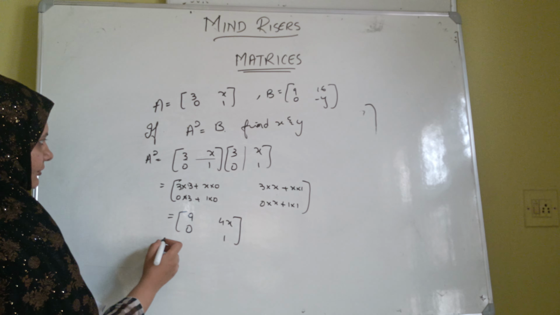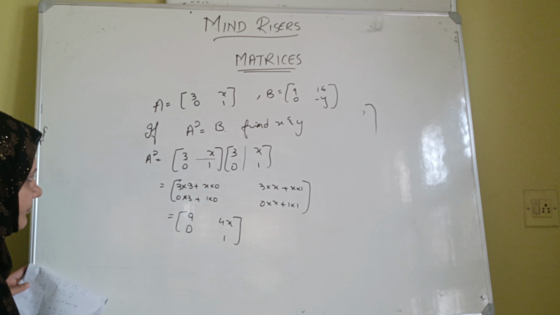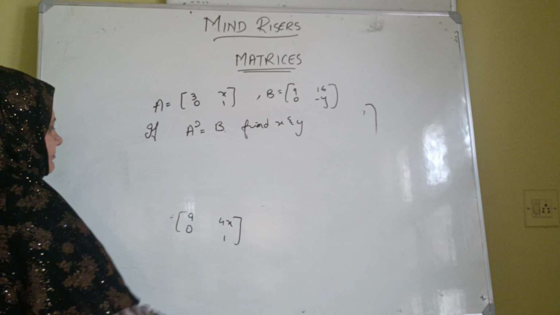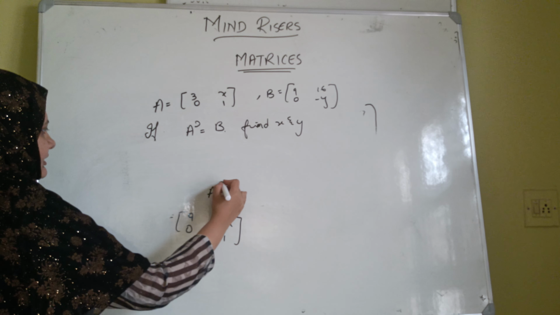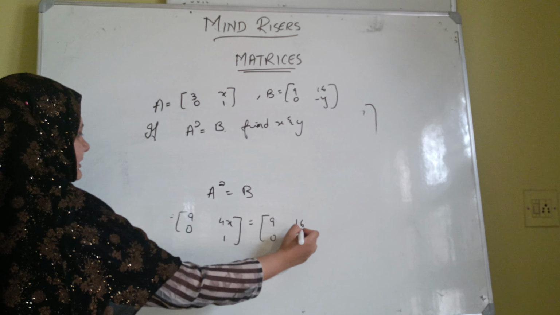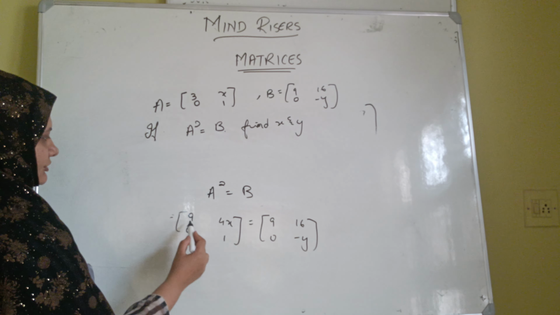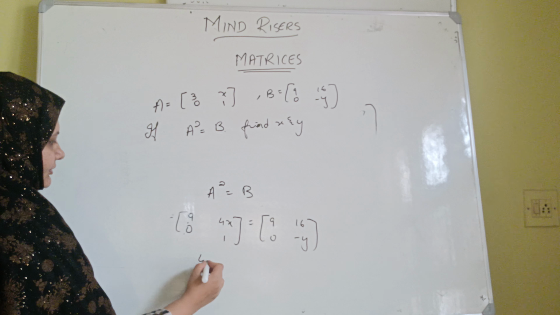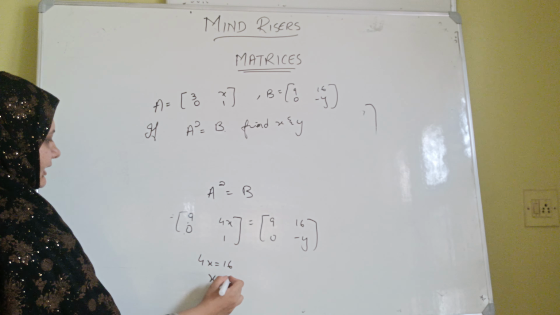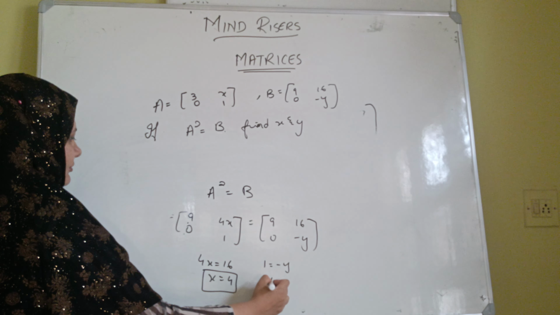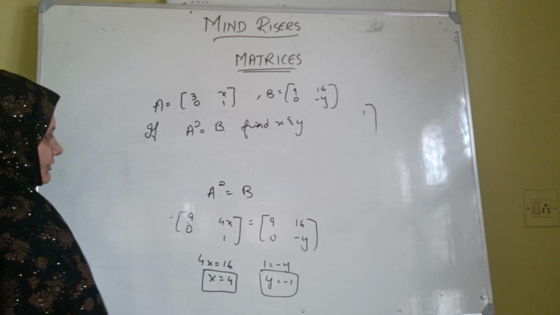Okay, now since we know that A square equal to B, let us equate it now. So it's mentioned that A square equal to B. So B is 9, 0, 16 and minus y. So 9 is equal to 9, 0 is equal to 0. So 4x will be equal to 16. So x is 4. And 1 is minus y. So y is minus 1.